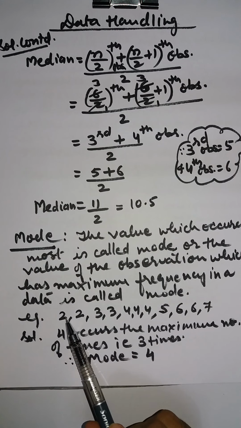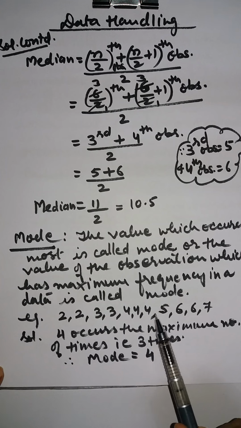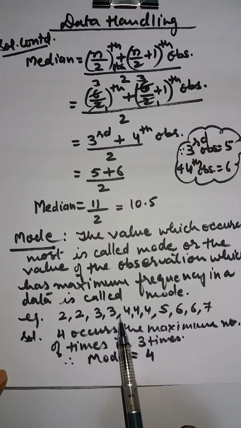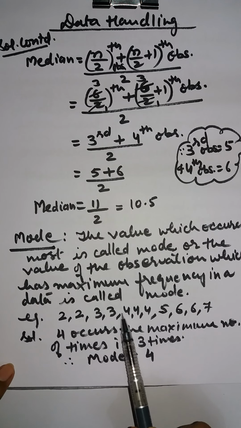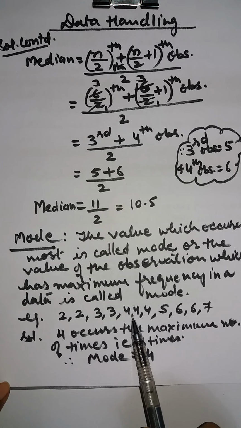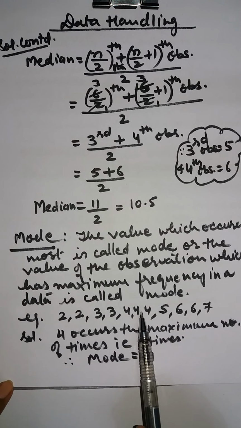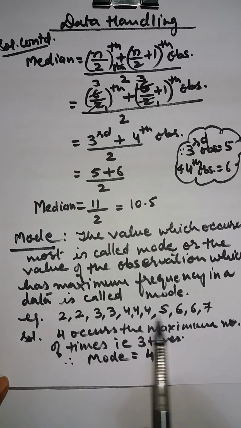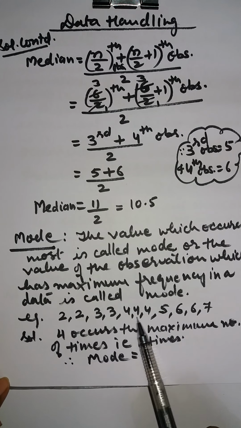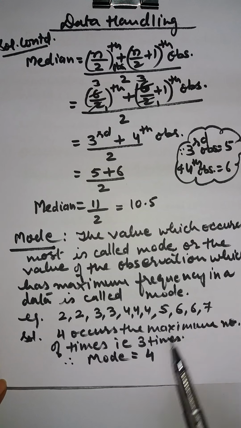Here in this case, if we observe this data 2, 2, 3, 3, 4, 4, 4, 5, 6, 6, 7, we can see the numbers are repeating. So which observation has the highest frequency? High means the maximum times a number is repeating. That is the mode. So here we can see 4 occurs the maximum times, that is 3 times in this list. So we can say the mode of this data is 4.